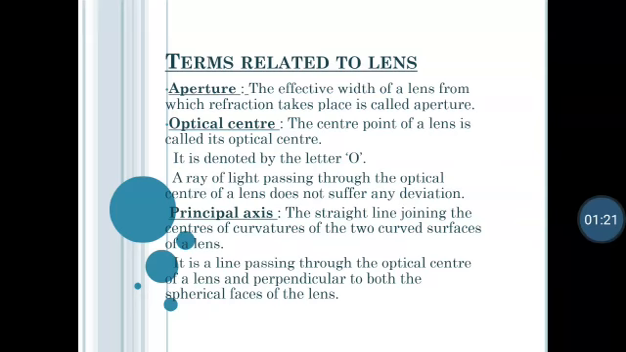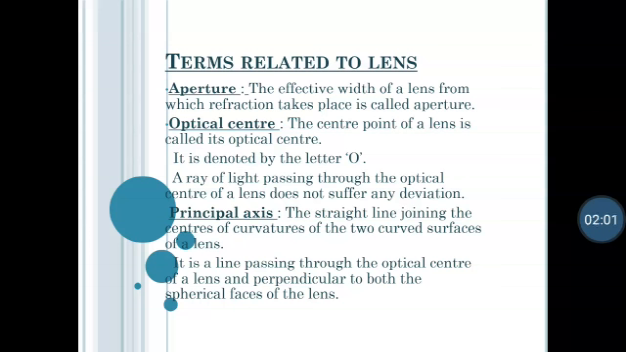Some important terms regarding lens. Aperture. The effective width of a lens from which refraction takes place is called its aperture. Optical center. The central point of a lens is called its optical center. It is denoted by the letter O. A ray of light that passes through the optical center of a lens does not suffer any deviation.